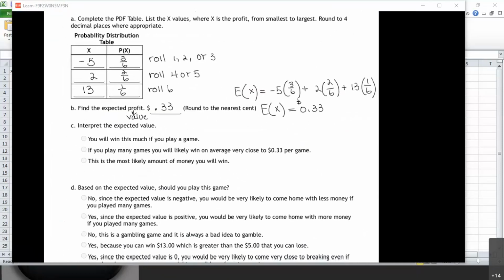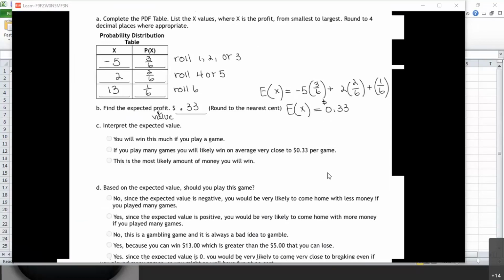Interpret the expected value. Well, remember, this is from the point of view of the person playing, because this was my profit if I play the game, not the person running the game. So if I play this game many times, on average, I'll win about 33 cents per game that I played. Now, I'm either going to lose $5, win $2, or win 13 on any individual game. So it's not this answer. It doesn't predict the outcome of any particular game. It's an average.